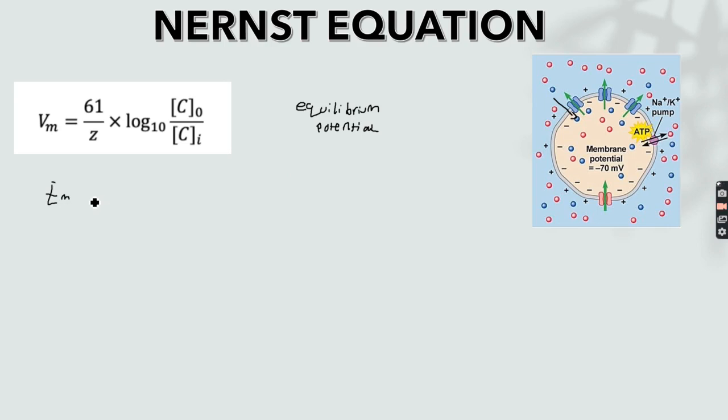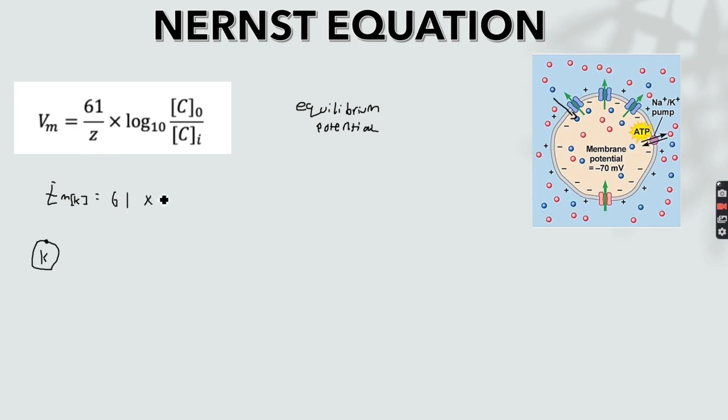Let's just consider the equilibrium potential for potassium ions. Well, what's the valency of potassium? If I were to draw its electron configuration, I'm just going to draw the valence electron. It has 19 electrons, so that means it only has one electron in its valence shell. So it's just 1. So 61 divided by 1 is still 61.